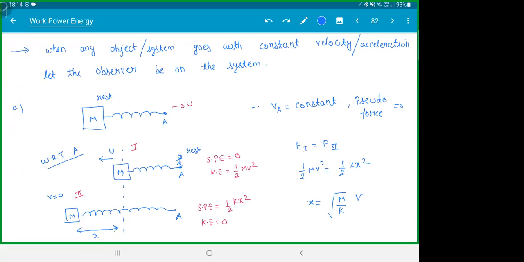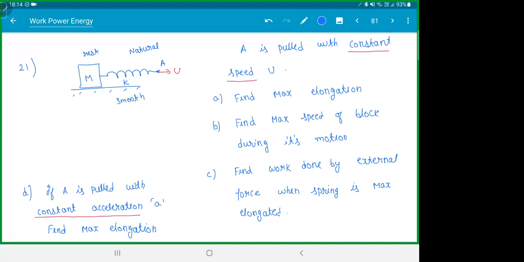Now I think you have enough idea what is happening with this problem. Take a minute or two. And what is the fourth part? If the block is pulled with constant acceleration, find maximum elongation. Now can you try C and D part? I'll give 2-3 minutes. Try.